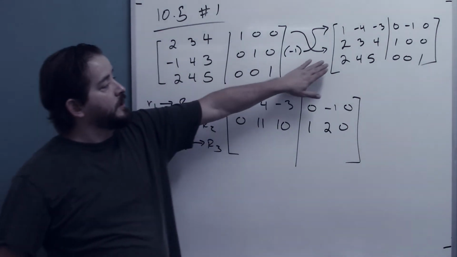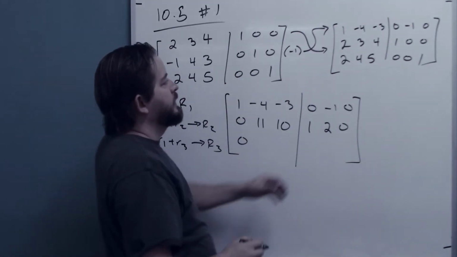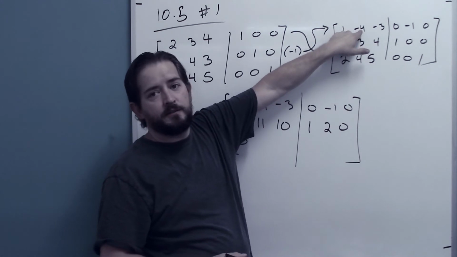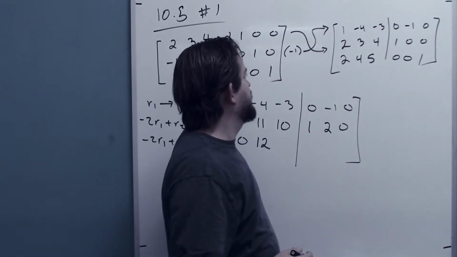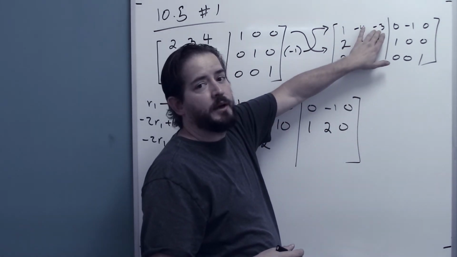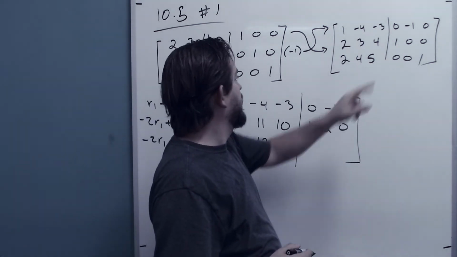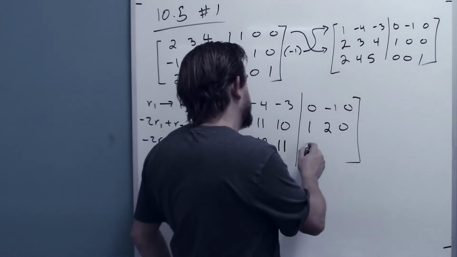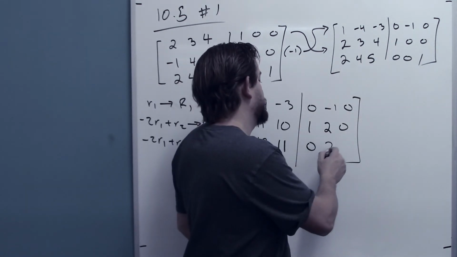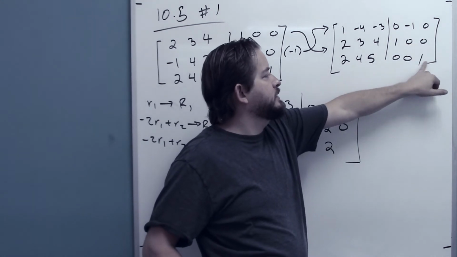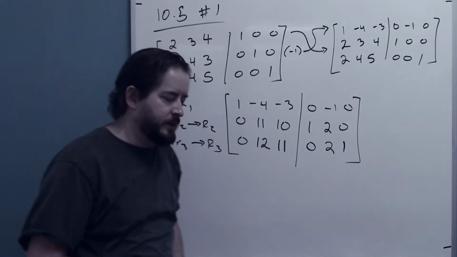Go through and do the same thing for row 3. Negative 2 times 1 is negative 2, plus 2 is 0. Negative 2 times negative 4 is a positive 8, plus 4 more is 12. I lost my place. Negative 2 times negative 3 is a positive 6, plus 5 more is 11. Negative 2 times 0 is 0, plus 0 is 0. Negative 2 times negative 1 is positive 2, plus 0 is 2. And negative 2 times 0 is 0, plus 1 is 1. That was the hard one, 0 plus 1.